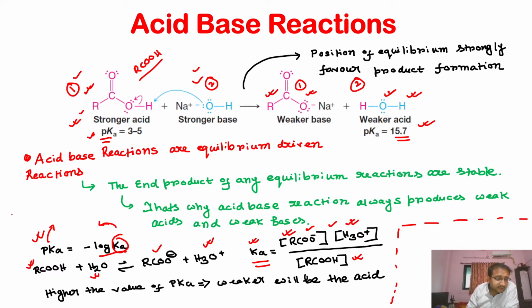Suppose acid A has an acid dissociation constant of 10 to the power minus 6, and another acid B, stronger than acid A, has an acid dissociation constant of 10 to the power minus 3. If you take the pKa value, the pKa for acid B will be equal to 3, and the pKa for acid A will be equal to 6. So acid B is much stronger than acid A, but it has a lower pKa value. So a lower pKa value always signifies that the acid is stronger. This is the logic behind it.